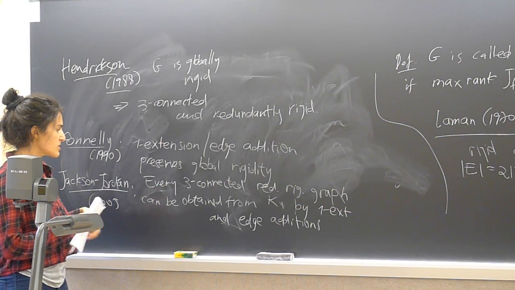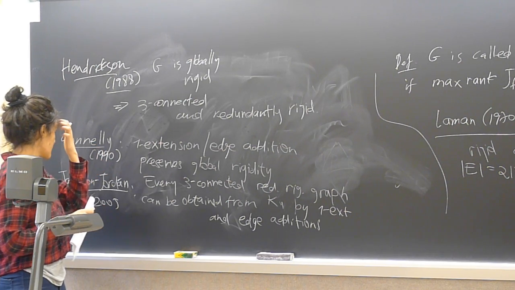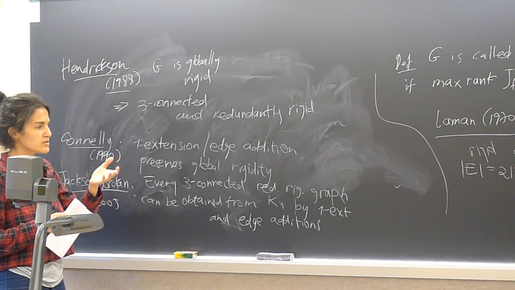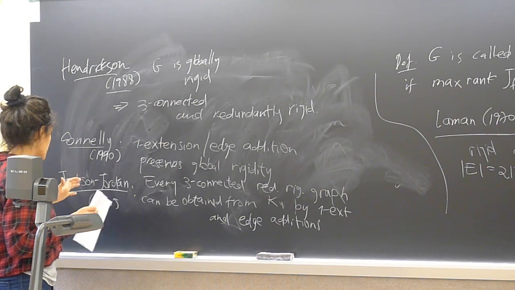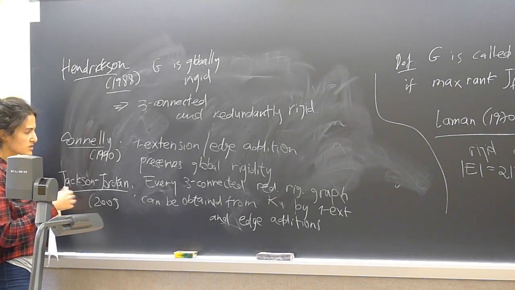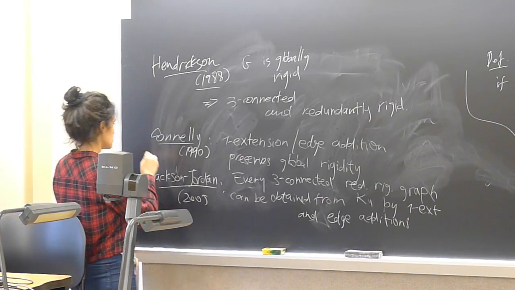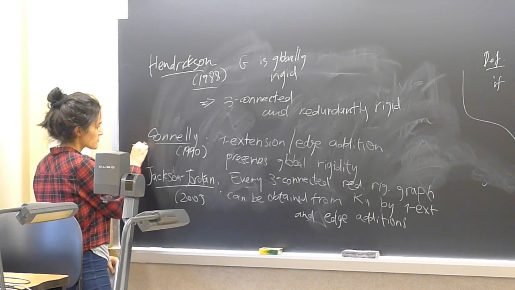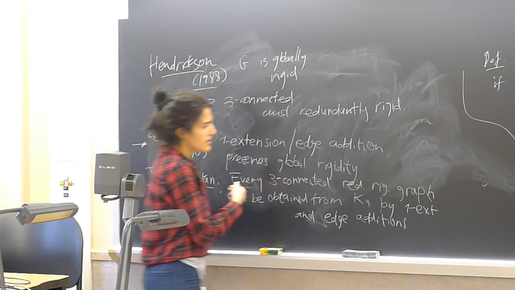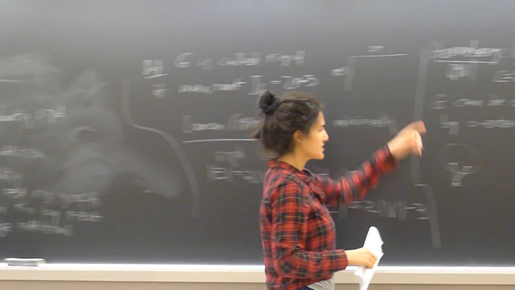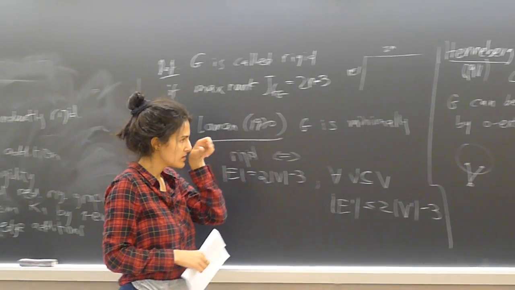Okay, so now I'm going to move to line configuration soon, but I want to show a new approach. One of the things that I will show is that some of the results here can be proved more easily. For example, we will be able to reprove Connelly's result in a way that I found simpler. And also we can show here that for rigidity, 0 extensions and 1 extension preserve rigidity of a graph.